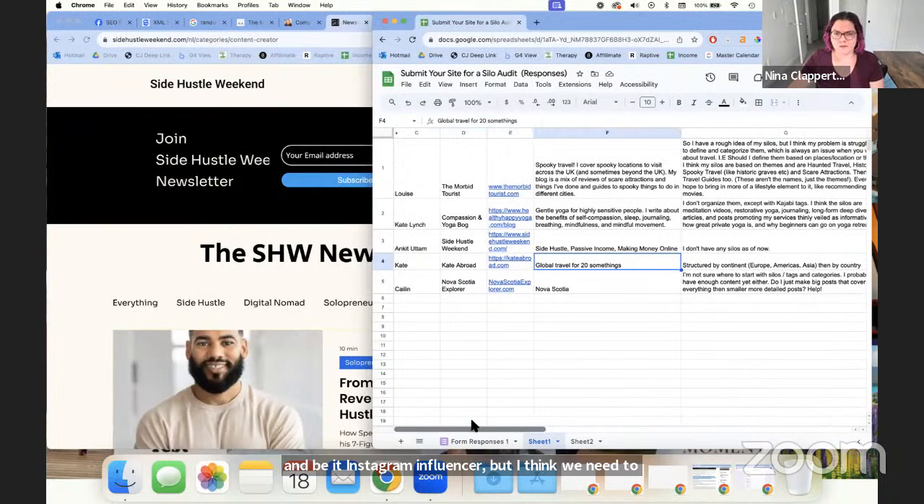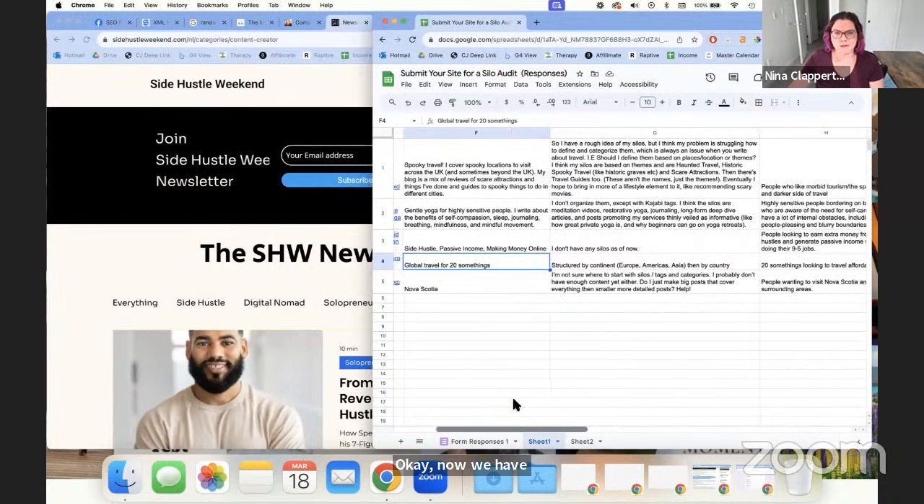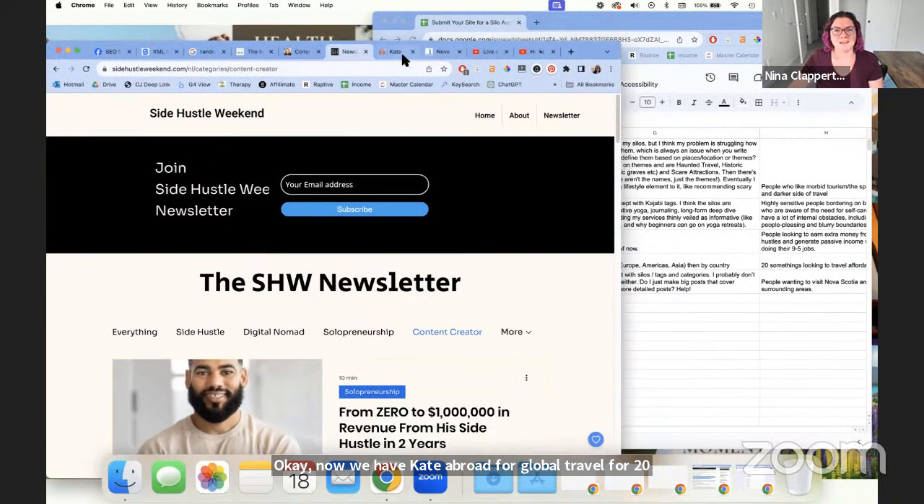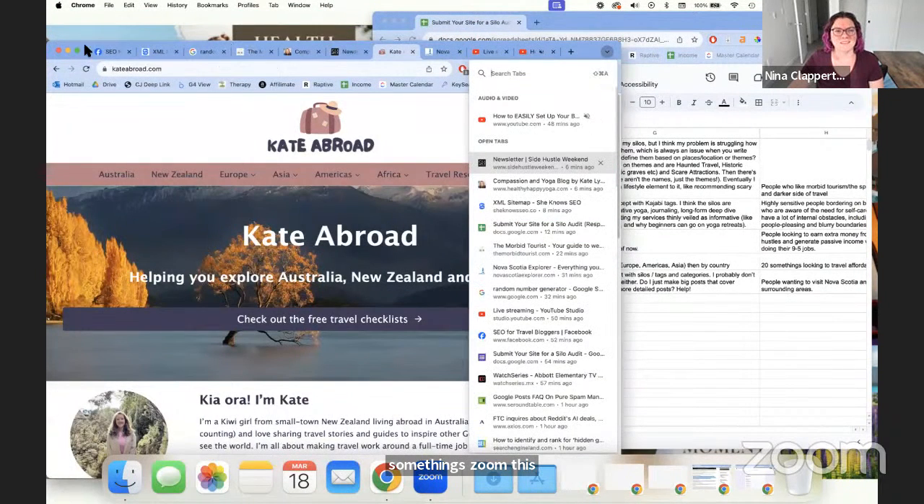Okay, now we have Kate Abroad for global travel for 20 somethings. Zoom, this drop down bar drives me out of my mind. Get out of my way. Get out of my way, Zoom.